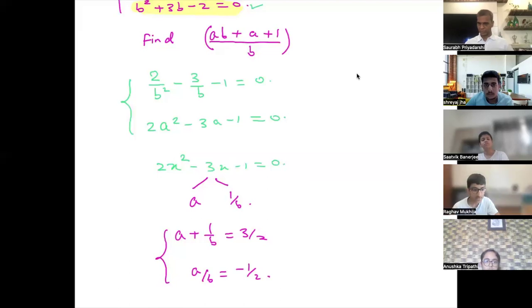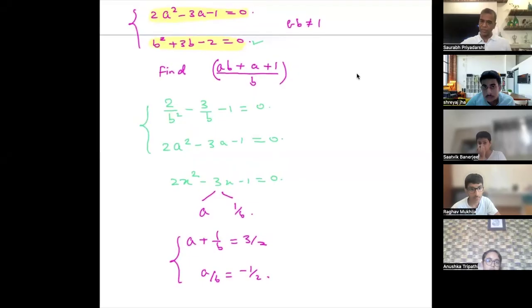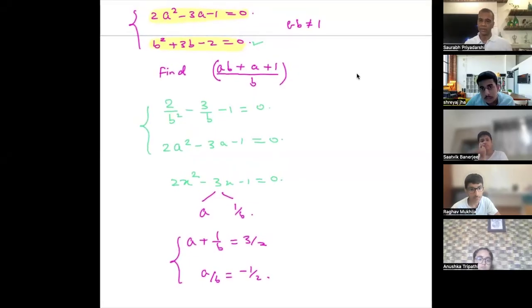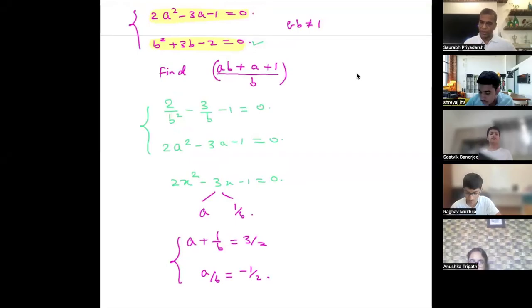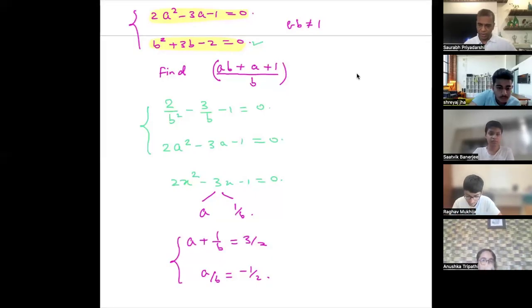Sir, how did the first question, the 2 by b square one, come about? Dividing the second equation by minus b square. The second equation is b square plus 3b minus 2 equal to 0. I'm dividing this equation by b square with a minus sign, right? So this comes as 2 by b square minus 3 by b minus 1 is equal to 0.